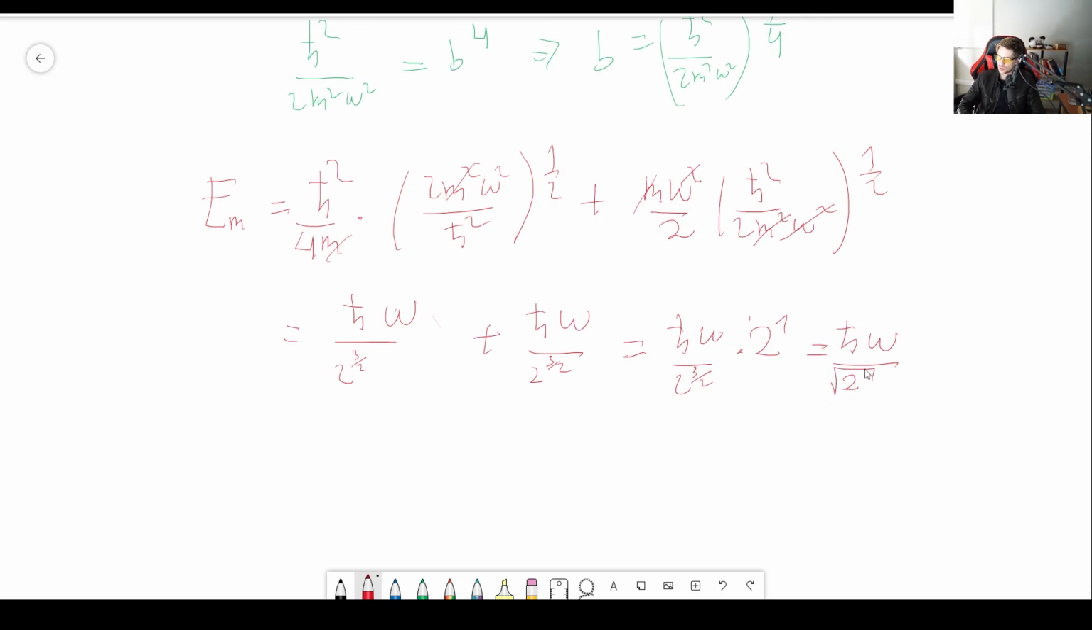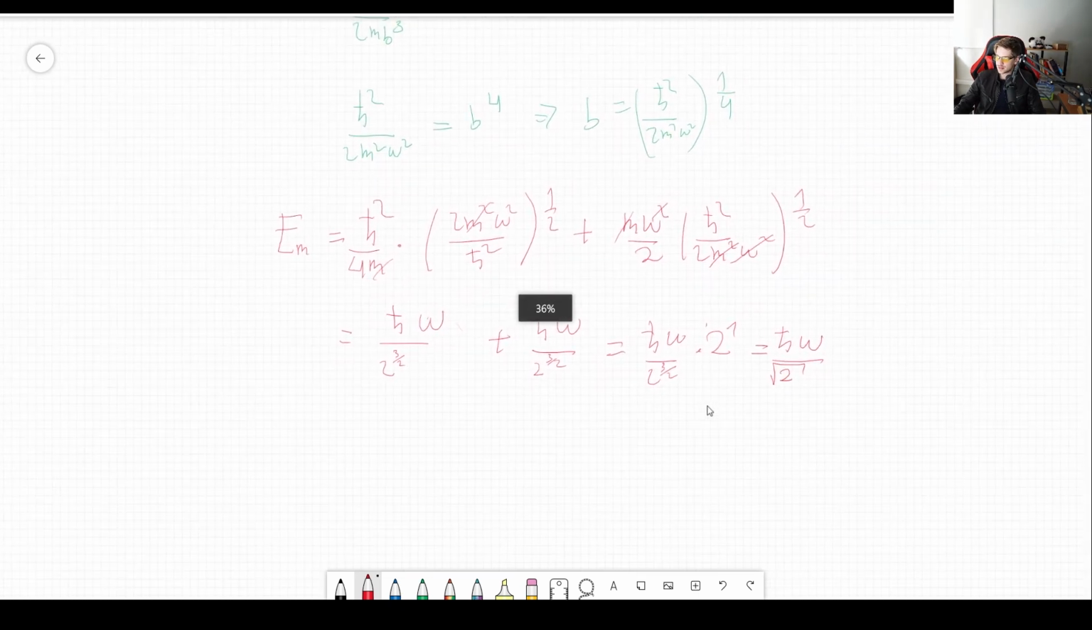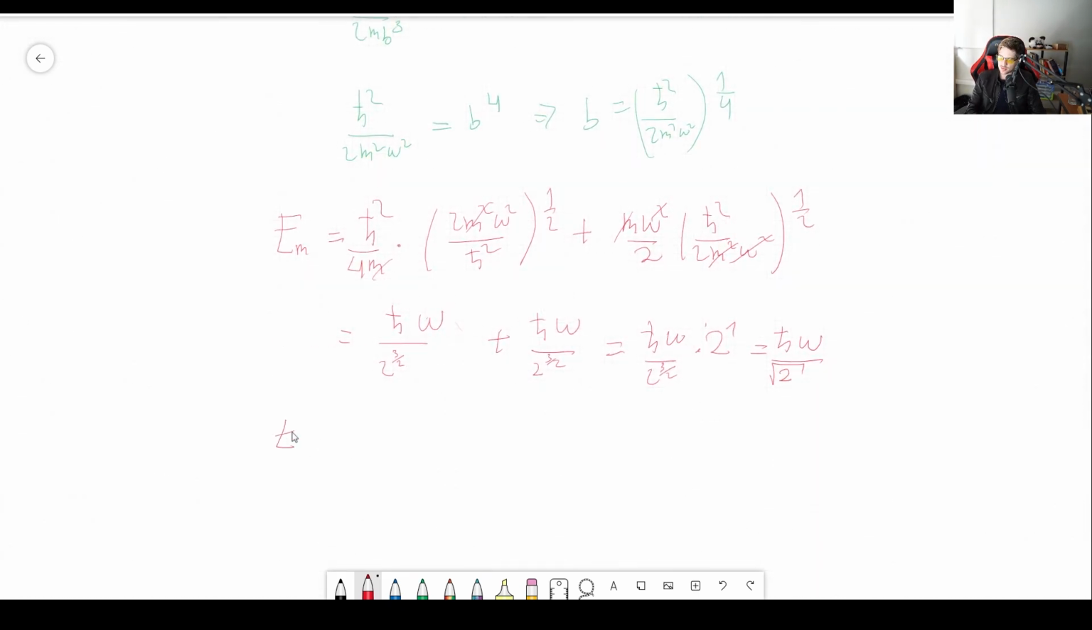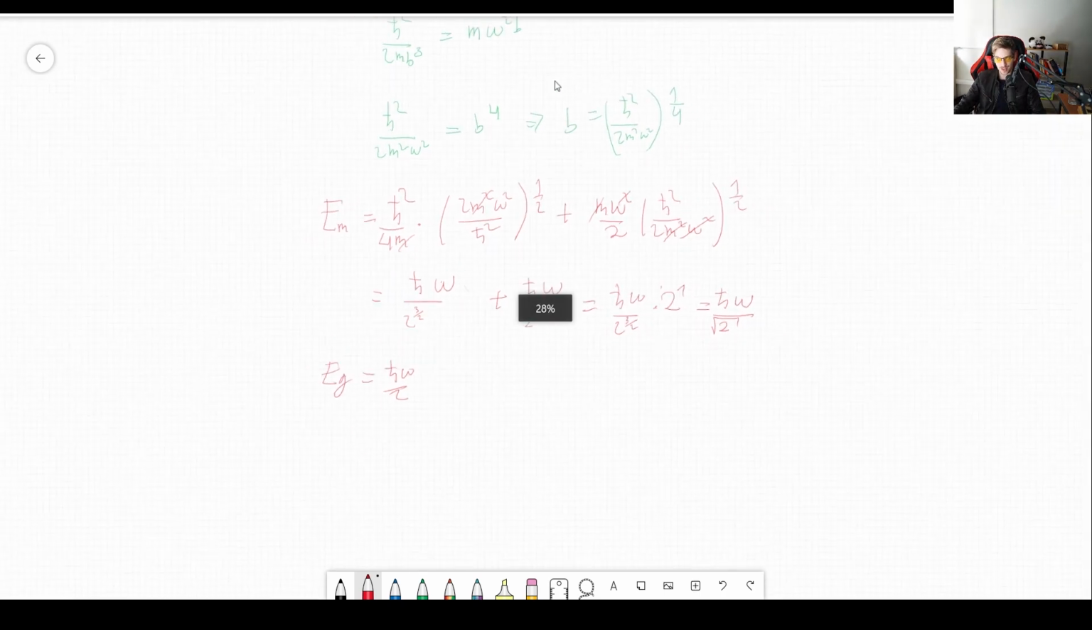Which is relatively close to the ground state of the harmonic oscillator, right? The ground state energy for the harmonic oscillator we know is h bar omega over 2. And this is relatively close. So, you know, pretty decent, and we didn't have to solve the entirety of the Schrödinger equation for the harmonic oscillator, which, if you saw the first part of the course, you know, is pretty annoying.